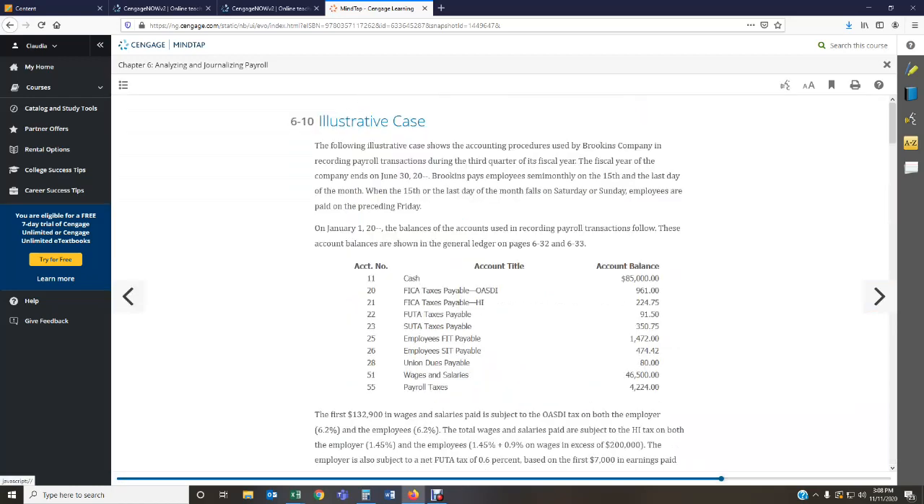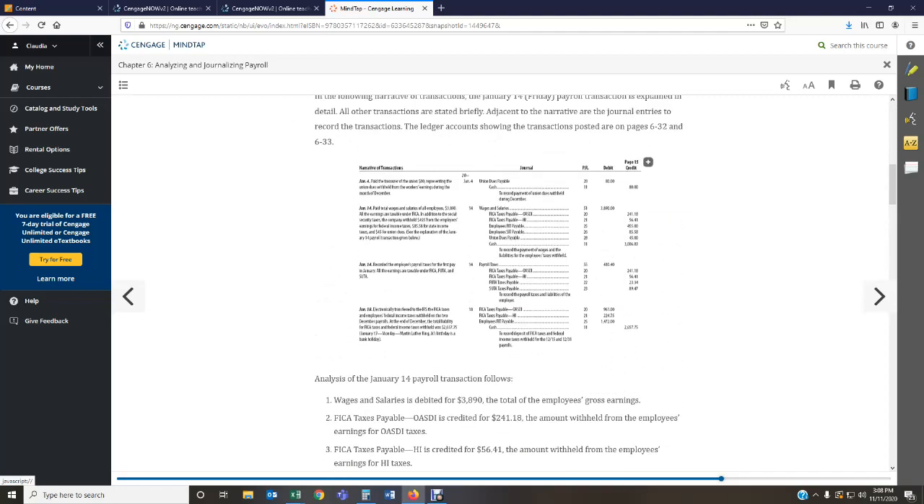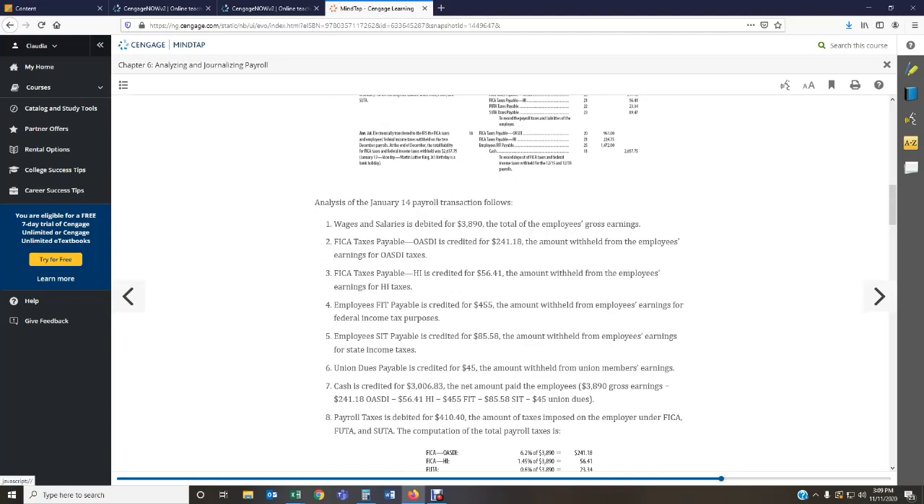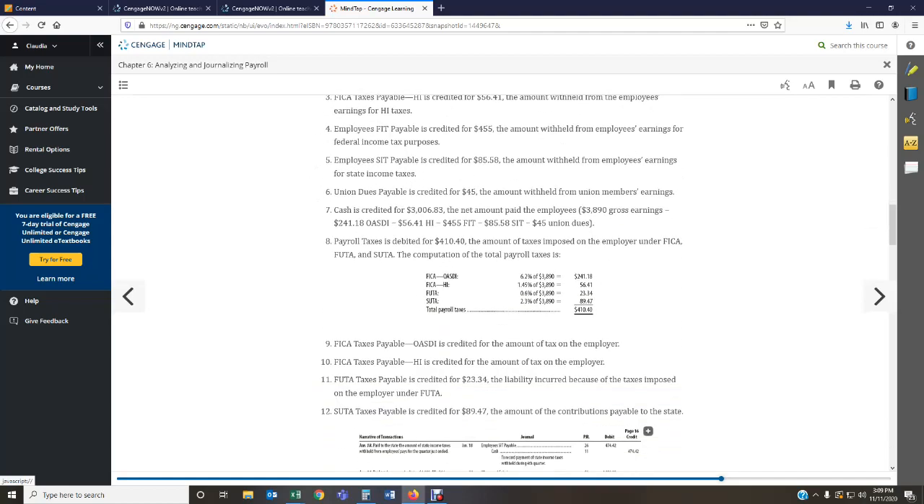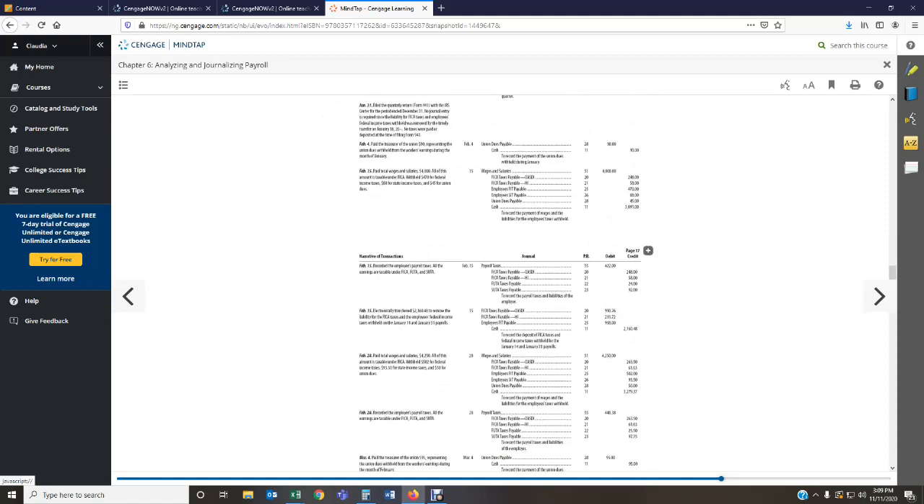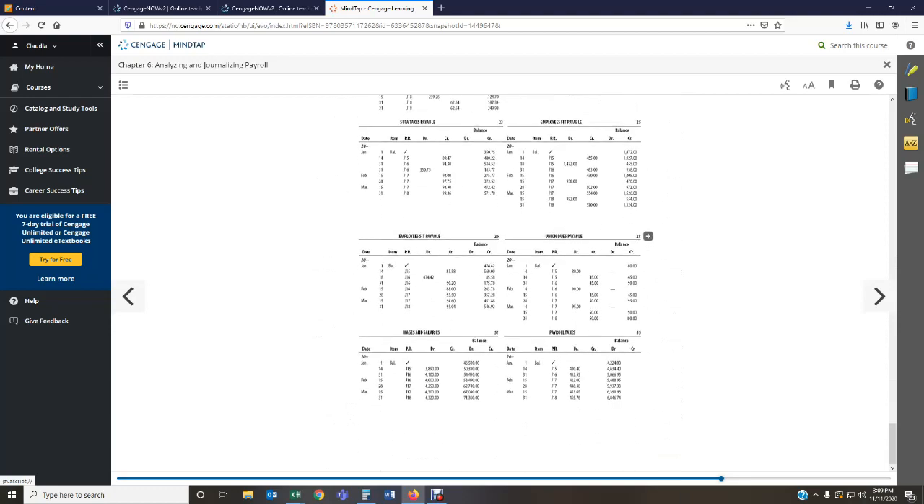So if you go to the illustrative case, it gives you a background about the business, a whole bunch of information about tax rates and so on and so forth. It gives you examples of journal entries that need to be done. So these are transactions that happened in the prior months. So you can utilize this information to complete your portion of the problem. Okay, so you do have some form of guidance to be able to complete your problem.